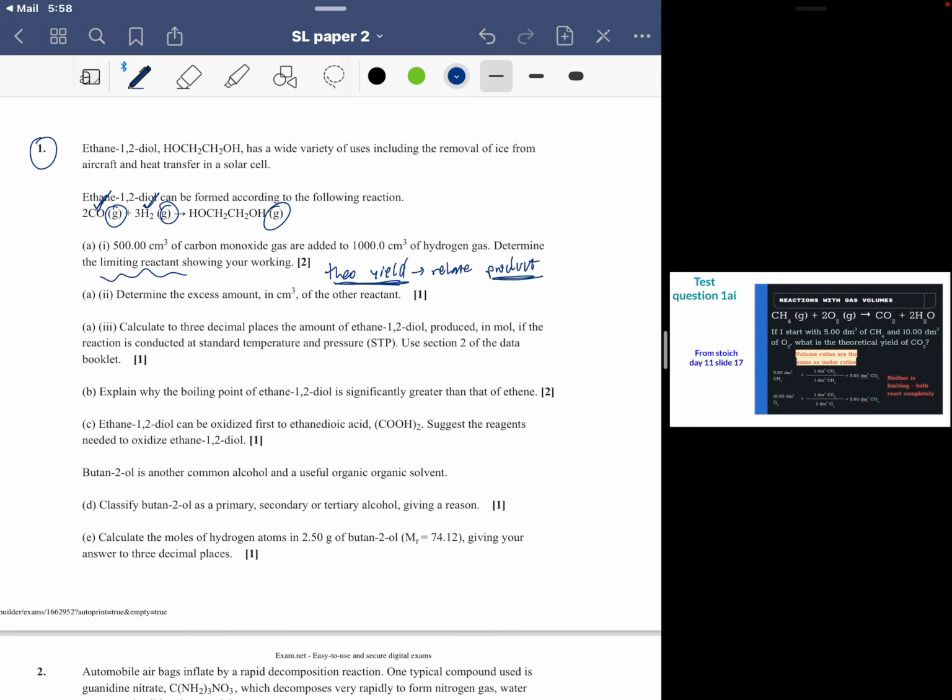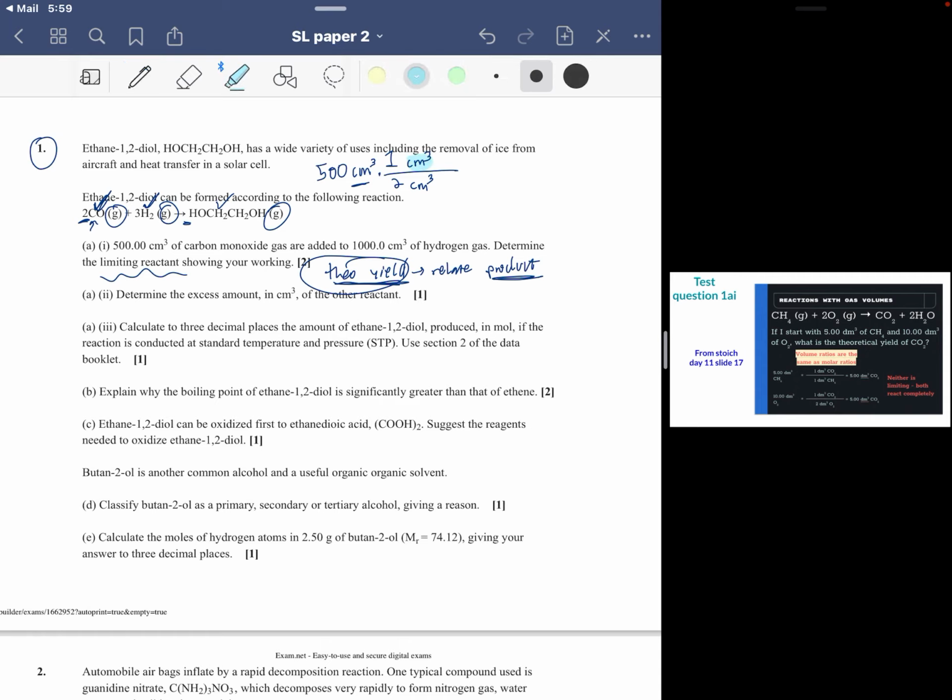Some people tried to just tell me moles of carbon monoxide added. That's not very helpful. You need to find how much product you would make. Okay, so for example, with carbon monoxide, I'd set up my math something like this. My ratio to compare my reactant with my product is 2 to 1. I'm using coefficients. And what unit am I going to use? Well, I actually don't need to go to moles because of what we learned on day 11, slide 17. You can use volume ratios.